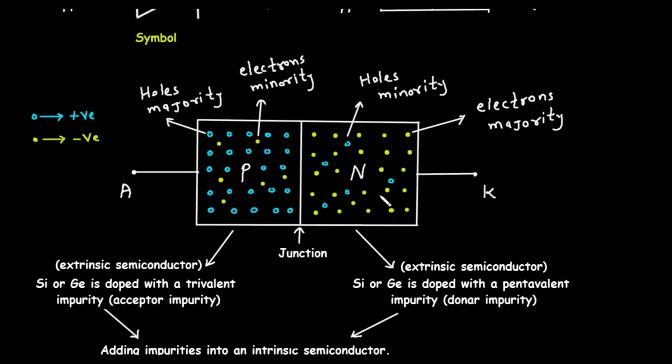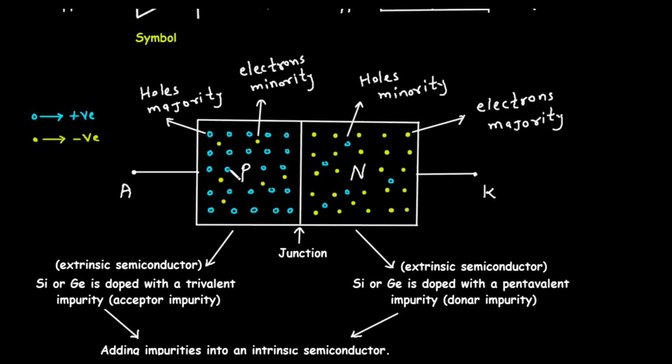This diagram shows a close-up of the PN junction. The entire block is divided into two regions. The left region is the P-type material, and the right region is the N-type material. The line where these two materials meet in the middle is called the junction. Inside these regions, we see small circles and dots representing charge carriers. The key indicates that the hollow blue circles represent positive charges, which we call holes. The solid yellow dots represent negative charges, which are the electrons.